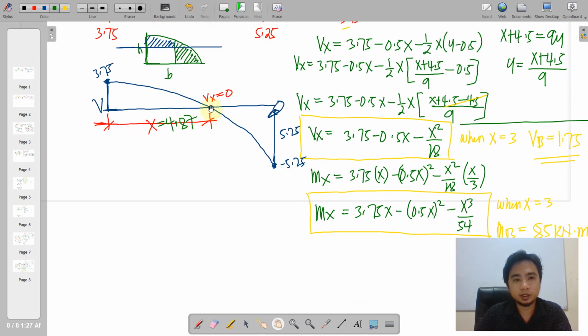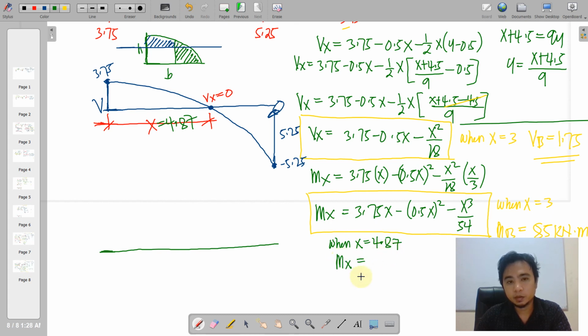Okay, so this 4.87 will now be our basis in determining the maximum moment here. Just refer to this location. So here it is. Just substitute 4.87 in this Mx equation. So we just say that when x is equal to 4.87, our Mx is equal to 10.194 kilonewton meter. So we place it here. Okay, at this point we do not have any area yet, so it will start with the 0 and there will be no couple on your load diagram.